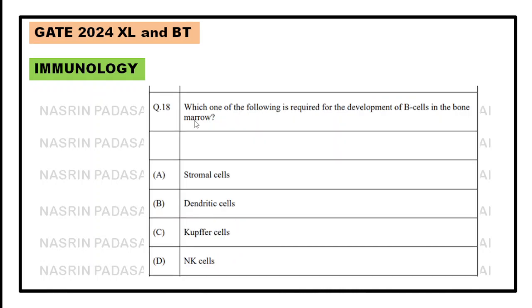Next is which of the following is required for the development of B cells in bone marrow? The correct answer is option A. Yes, stromal cells are needed because stromal cells secrete a cytokine called IL-7. That particular IL-7 is required for your B cell development, maturation and differentiation of your B cell. Mainly these stromal cells produce a cytokine like IL-7 in order to control the size of your B cell population. So stromal cells act as a support for your B cell development. The rest of the cells are not required for B cell.